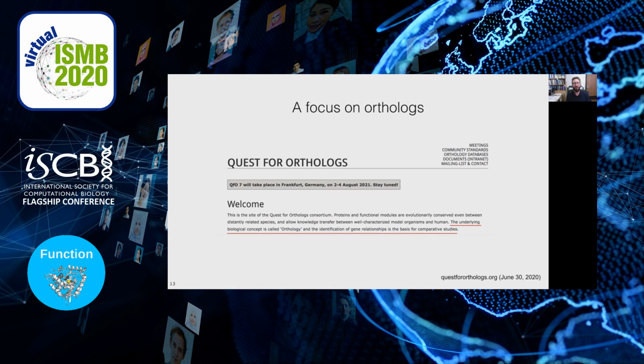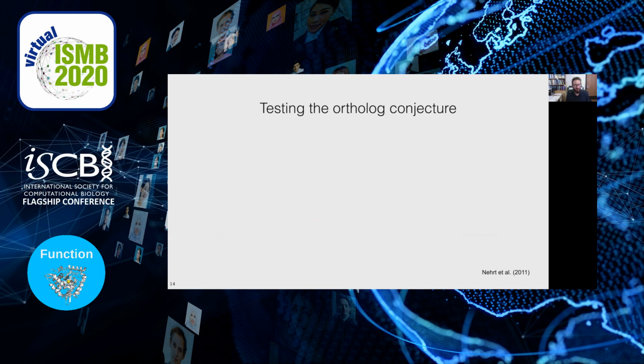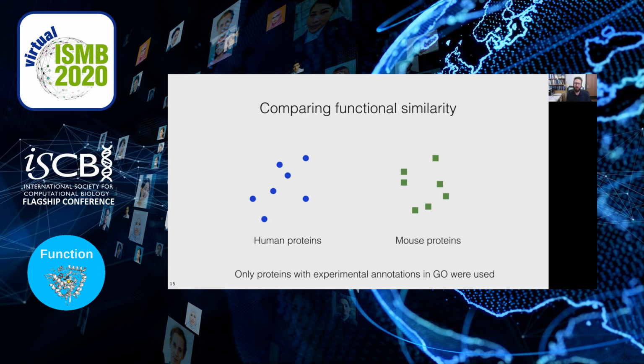So now the idea of functional transfer has become inextricably intertwined with the idea of orthology, when, of course, that's not necessarily the case. So almost 10 years ago, we set out to test the ortholog conjecture. Are orthologs really more functionally conserved than paralogs? To do this, we took human proteins with experimentally annotated functions.